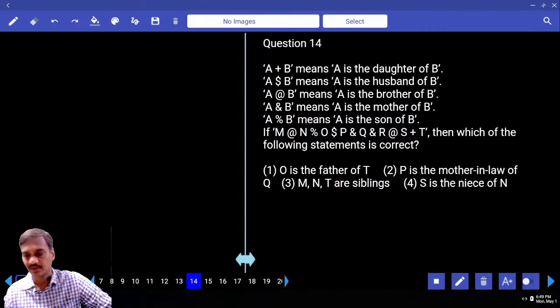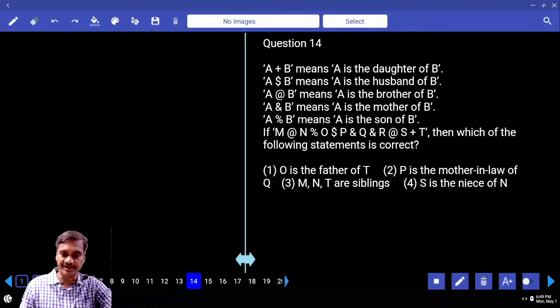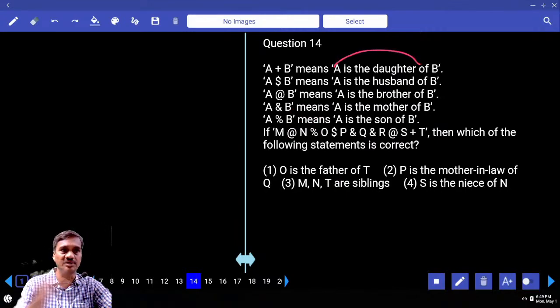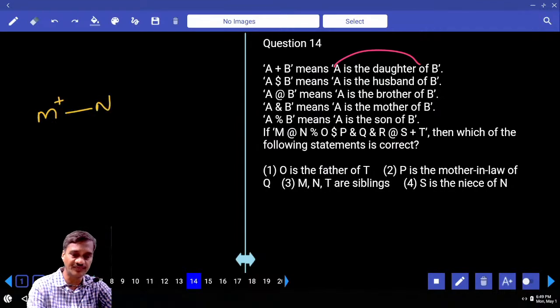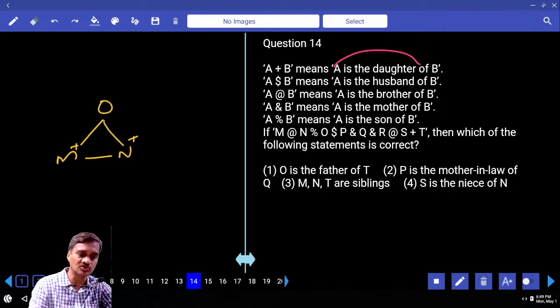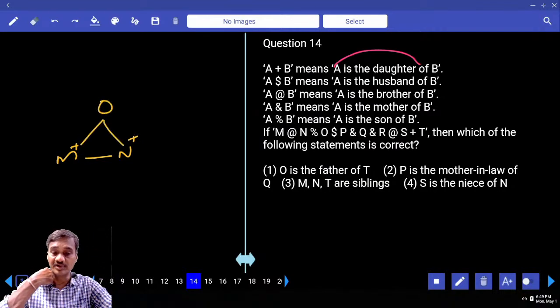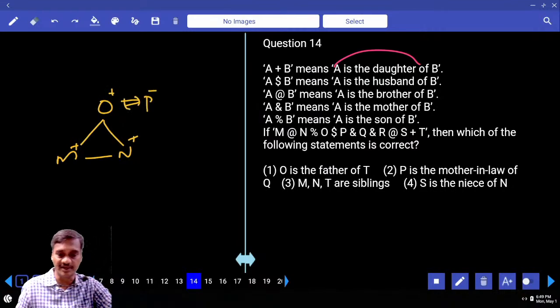And 14. Which of the following statements is correct? First one, M at the rate of. If you check out here, in all the cases we are moving from A to B. M at the rate of stands for M is the brother of N. N percentage: N is the son of O. M is the brother of N and N is the son of O, and now these two persons are the sons of O. O dollar P: O is the husband of P. O and P are a married couple. And P and means P is the mother of O.